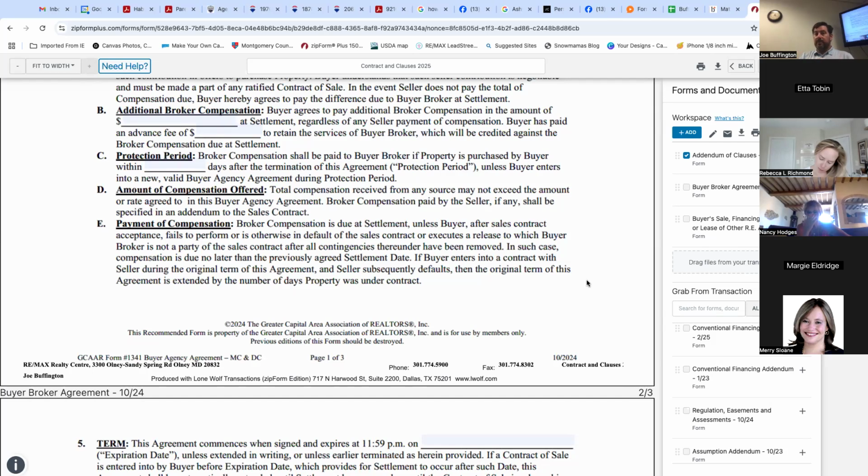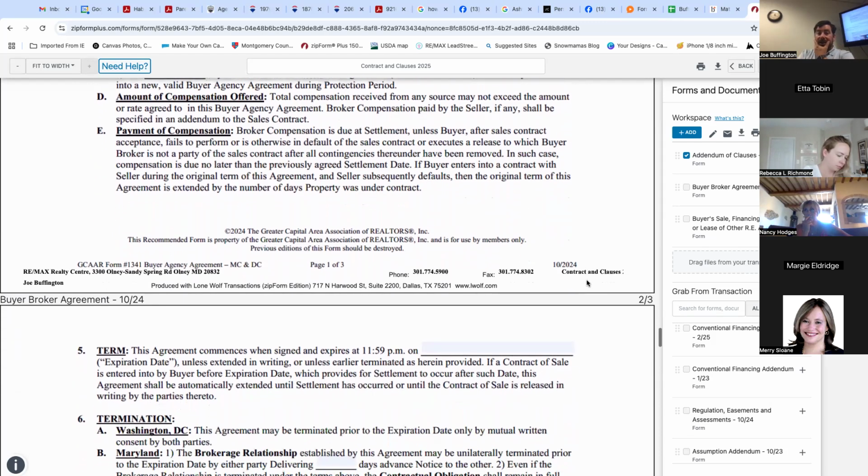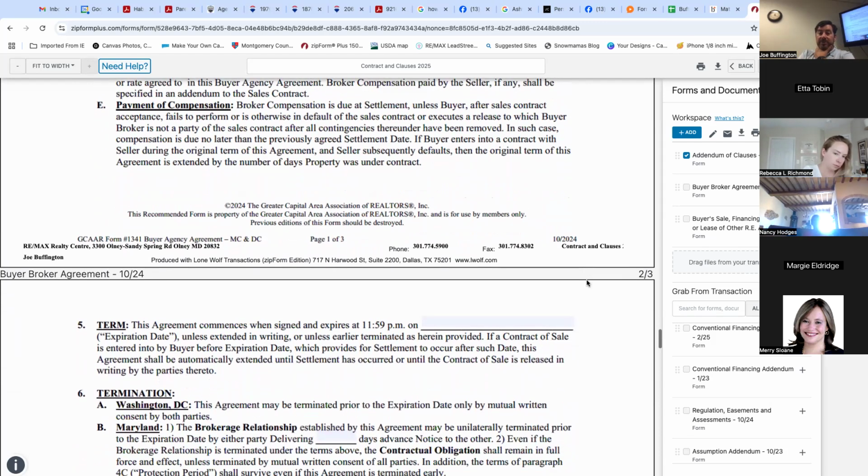Or, let's say they're offering 3%, you can do a 2.5% co-op commission, and the buyer is asking for a 0.5% credit too. You can negotiate it kind of two ways. Payment of compensation, broker's compensation, is due at settlement.